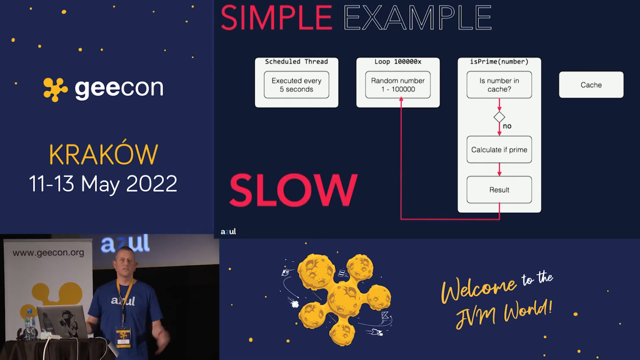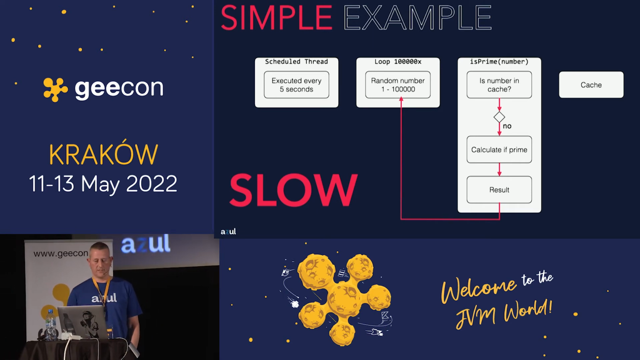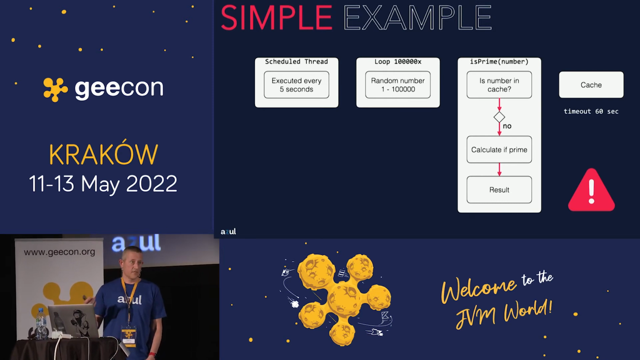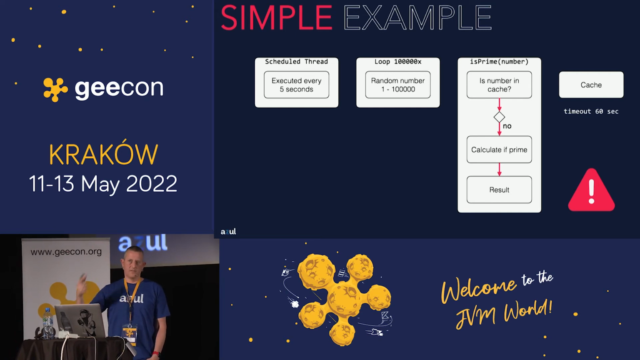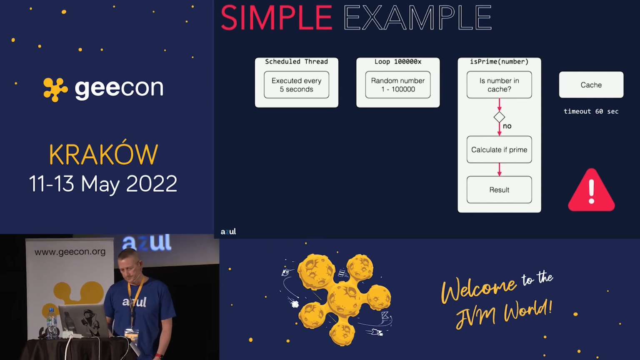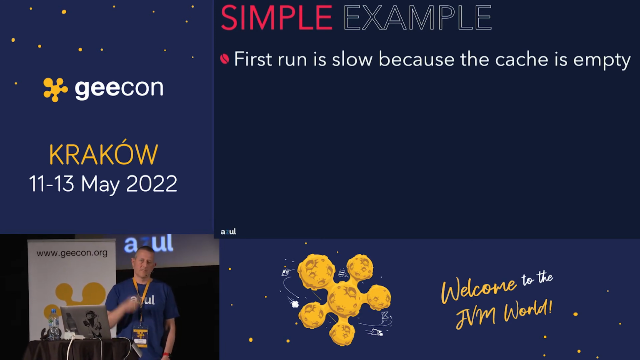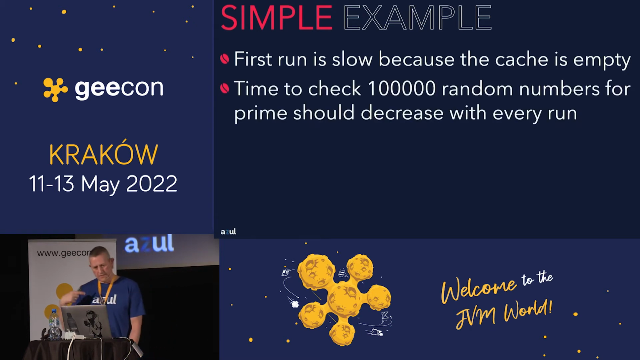So this is definitely slower, right? Because you have to do the calculation every time. And then to make it a little bit more realistic, every 60 seconds, the cache will forget the numbers. Each number will be stored with a timestamp, and if this is older than 60 seconds, it will be wiped out. That's the idea. So the first run will be pretty slow because every number has to be calculated because the cache is empty, right? Then these checks should be faster and faster, because the more the cache is filled, the faster the results come back, and so on. So with each run, we should see a decrease in this time.